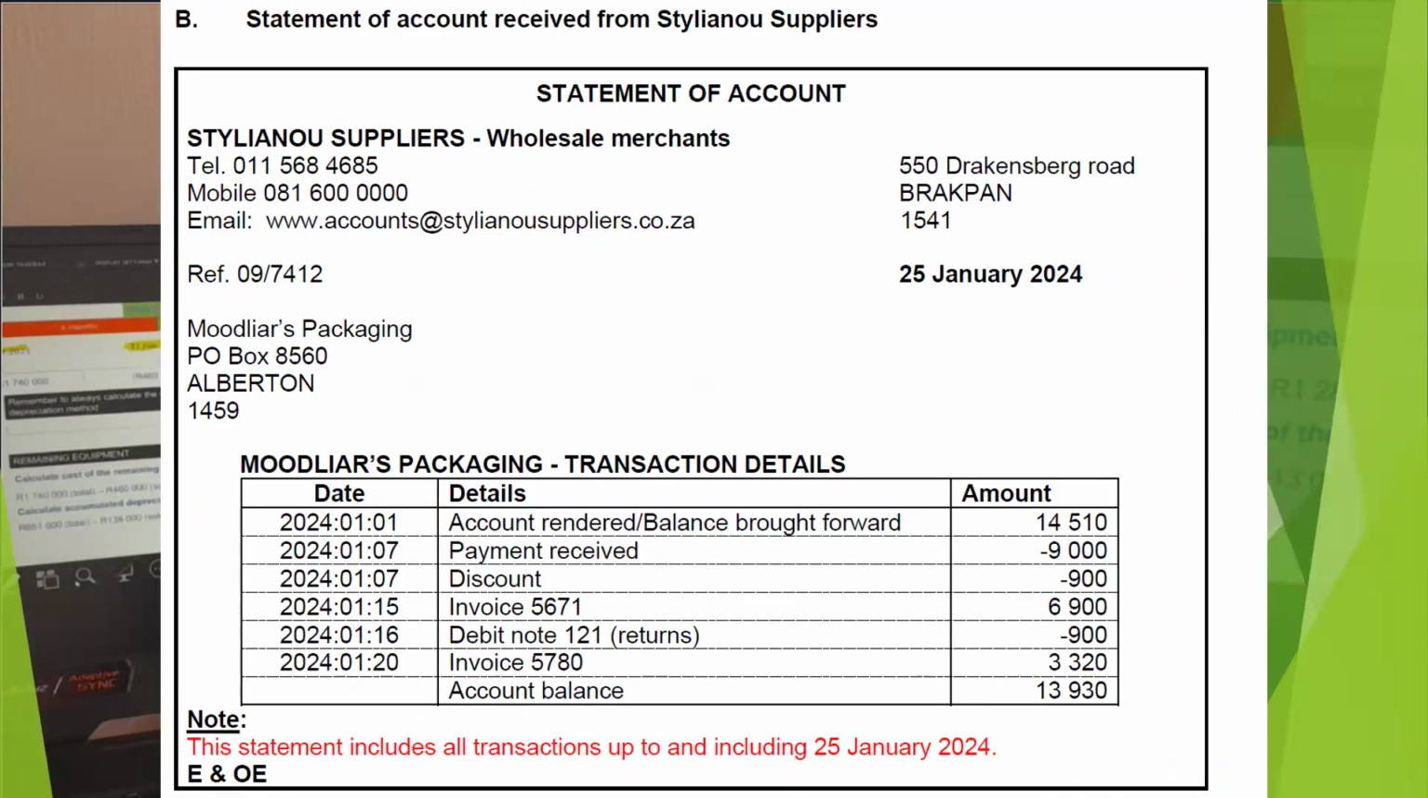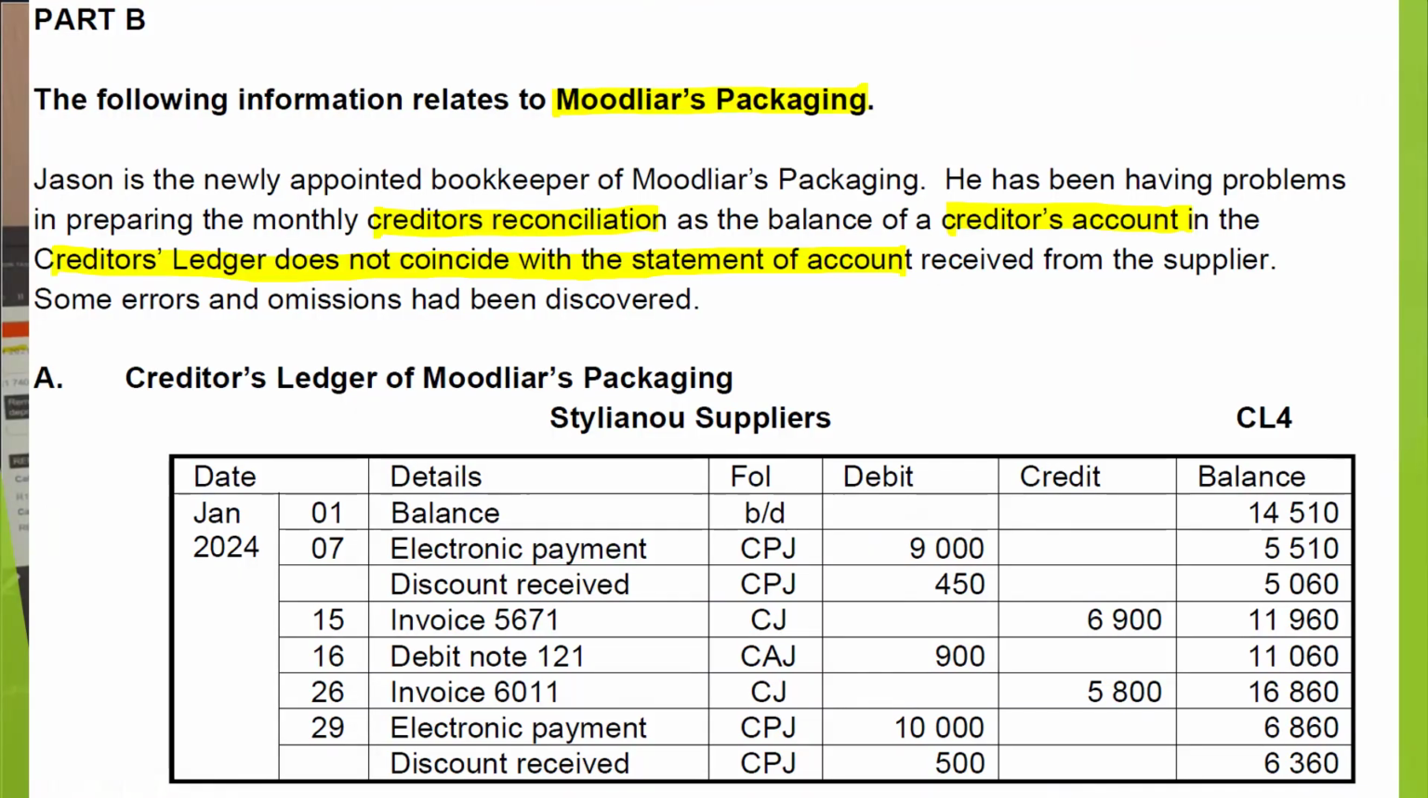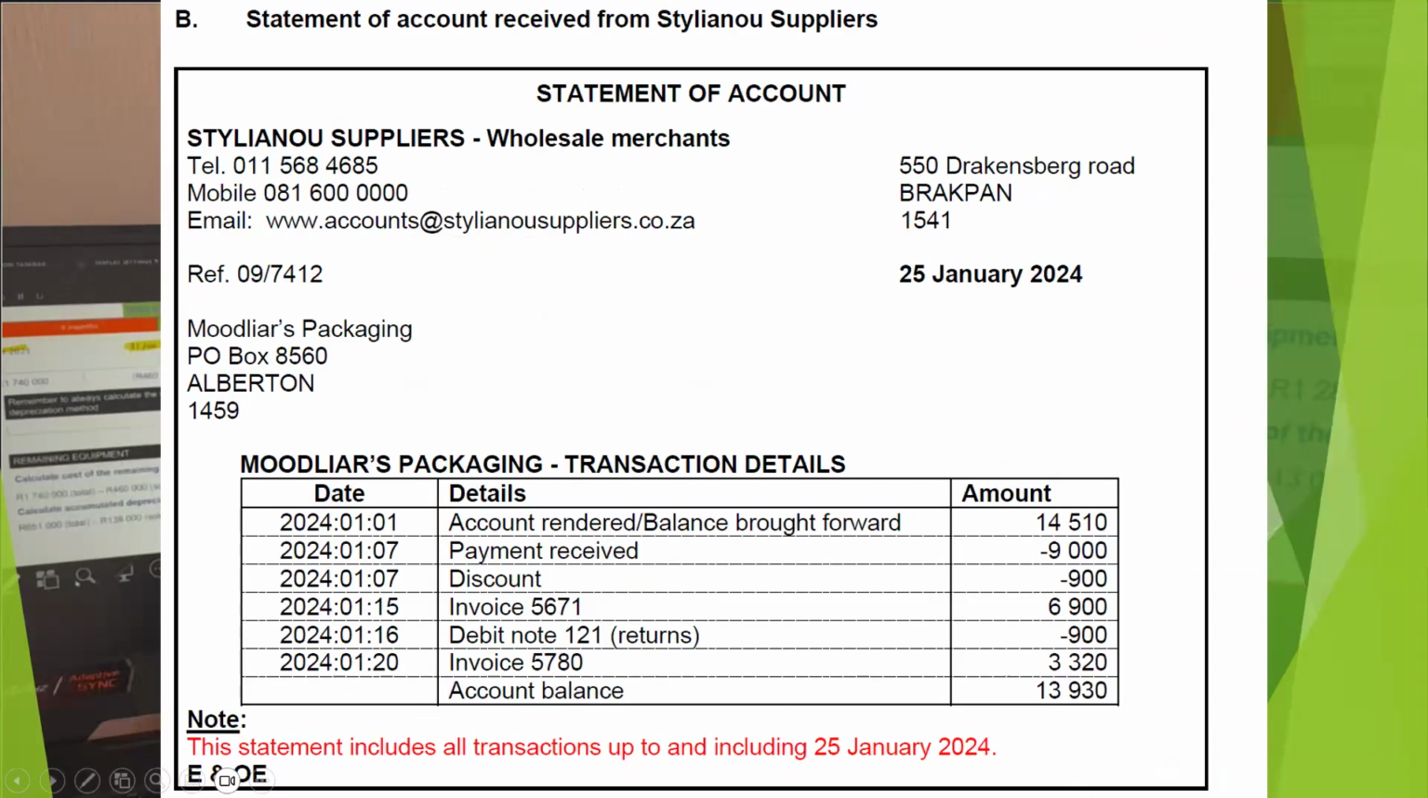So what you need to understand is that we are Style the New suppliers. That is our supplier. We are Modlia packaging. That is us. And Style the New suppliers is them. So we received the statement from them.